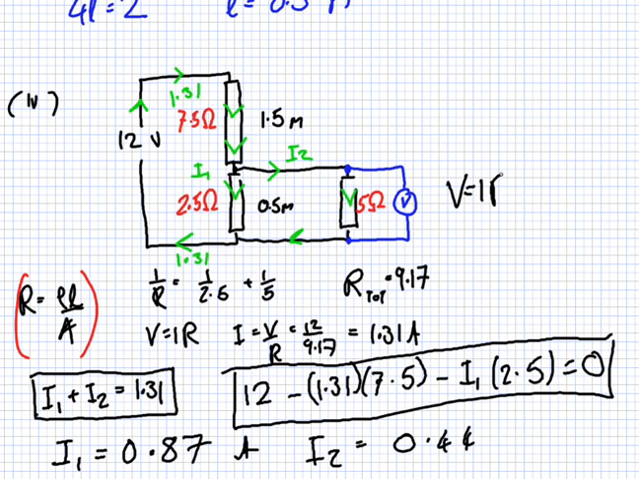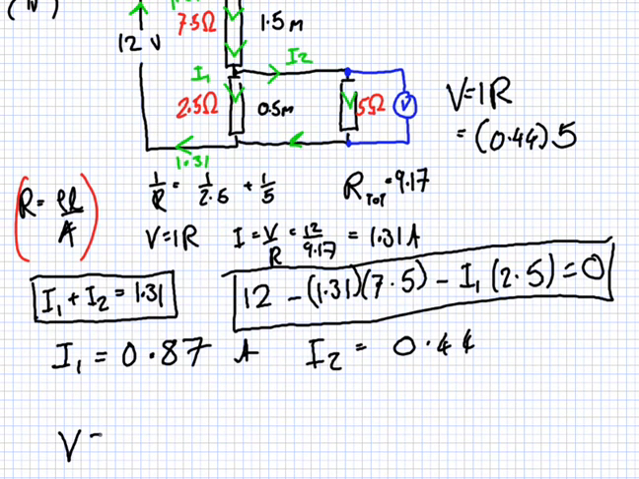I'll show you what I'll do here. They're looking for the V here, so we can say V equals I R, and the I is I2, which is 0.44, and the R is 5. So I get that V equals 2.2 volts. So this is the answer for part 4, but they wanted the current flowing in AC. That is the I1. So this was the answer for part 5.